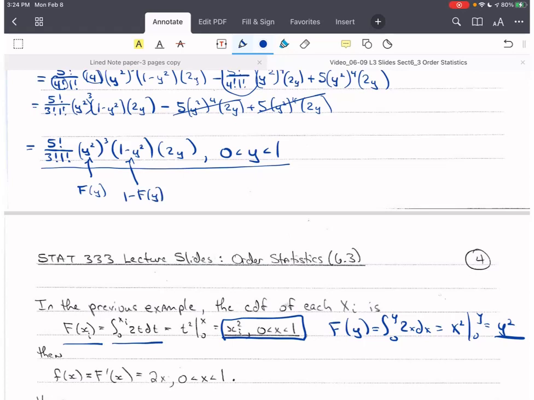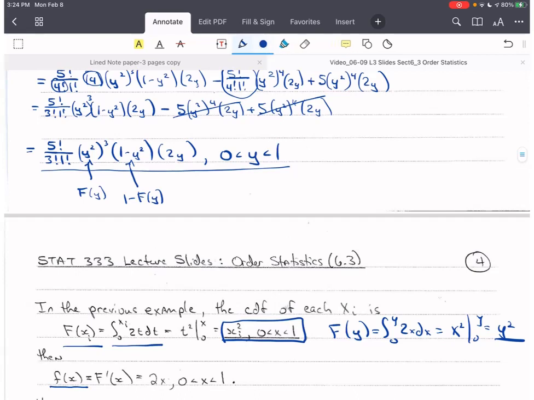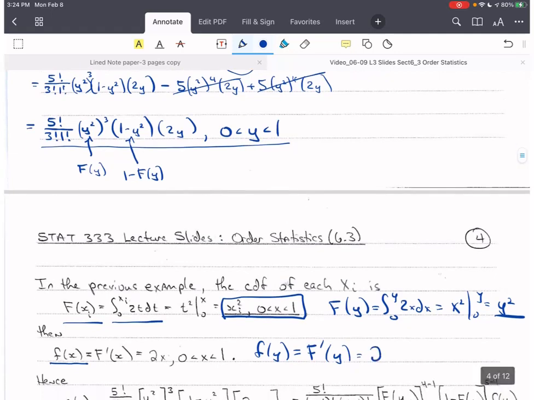And then the derivative, so f of x, so I could say, let's do it for y. I'll start off with the CDF. So the CDF, F of y equals y squared, and f prime of y equals 2y. Okay? Y is between 0 and 1. So this is little f of y, the PDF.